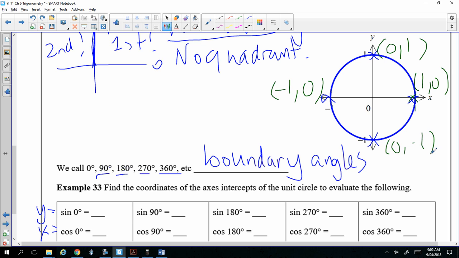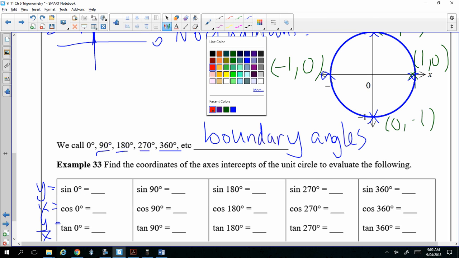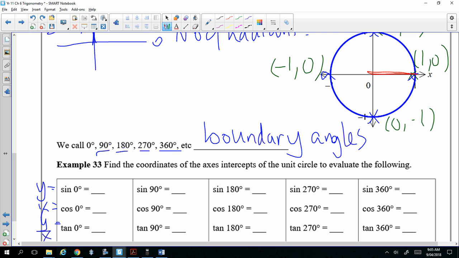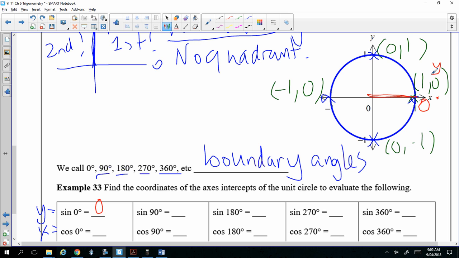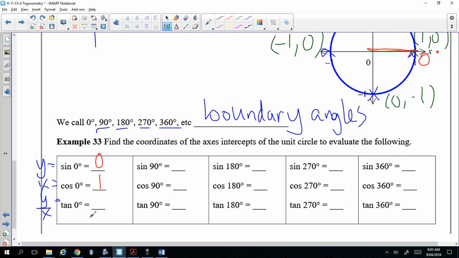Alright, now I can work out these angles. Let's start with sine 0. Sine 0 is exactly over here. That's the ray, 0 degrees. So sine 0 is y, and the y is 0, so you write 0. Okay, that's your y. And how about cos 0? Cos 0 is x. X is 1. And to get tan 0, you do y over x, which is 0 over 1, which is 0.